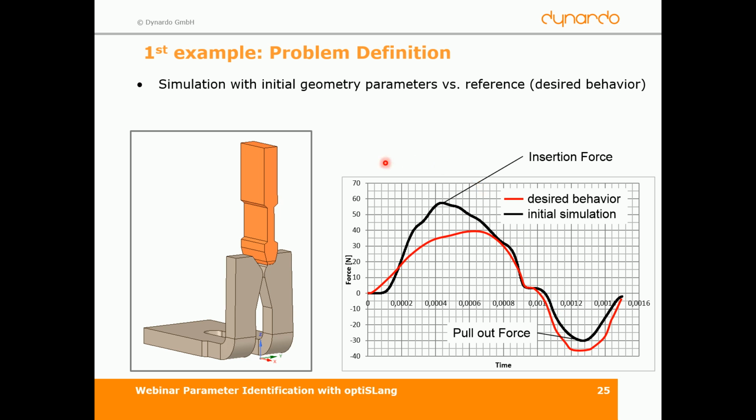And so here you use the reference curve, not from a measurement. Here this reference curve is built from your desired behavior. And you want to know which geometry variation of these two components gives you the best fit between these two curves, between your simulation curve and your desired behavior.